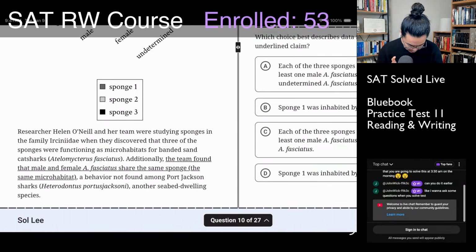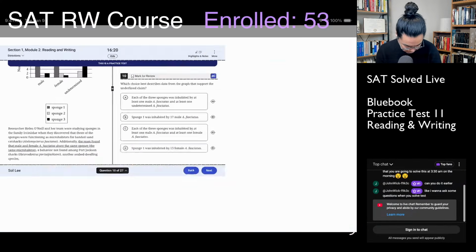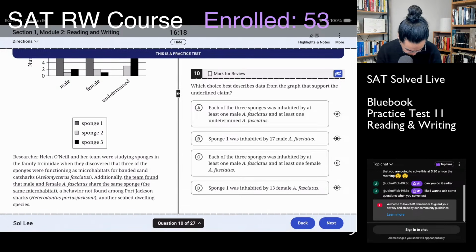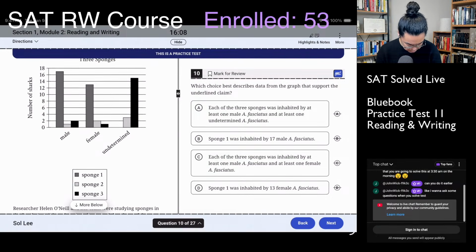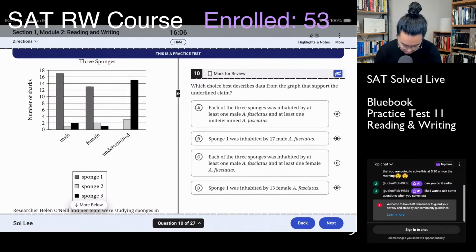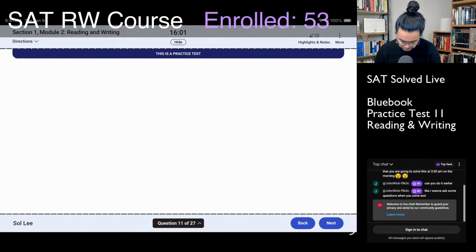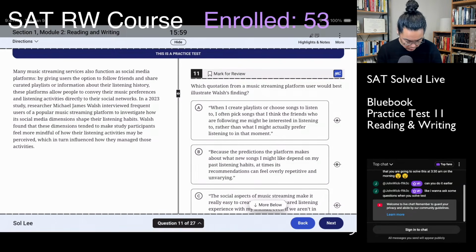Okay, here we go. Sponges 3, microhabitats. Okay, found male and female share the same sponge. A fasciatus. Do we have A fasciatus? A fasciatus is cat sharks. Got it. Okay, so yeah, male and female are both in sponge 1, and male and female are both in sponge 2 and 3. All three of them have male and female. Okay. Each of three sponges, yeah, they all have at least one male, one female. There we go.